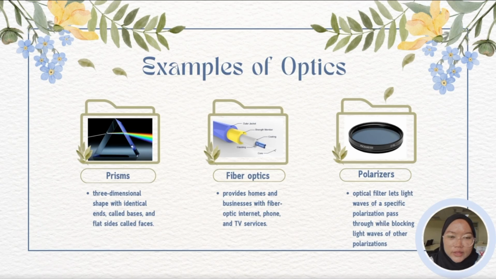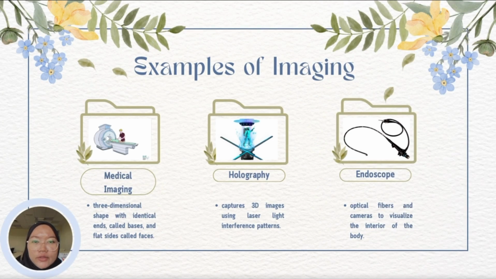down on reflective light. Now that we have explored examples of optics, let's move on to examples of imaging, where light and optical technologies are used to create visual representation. First up is medical imaging. Techniques like MRI and CT scan fall under this category.